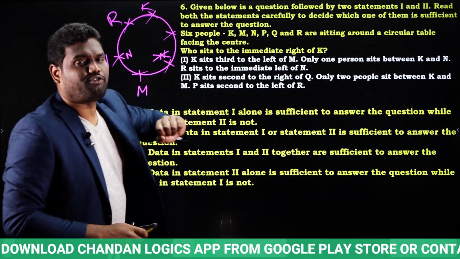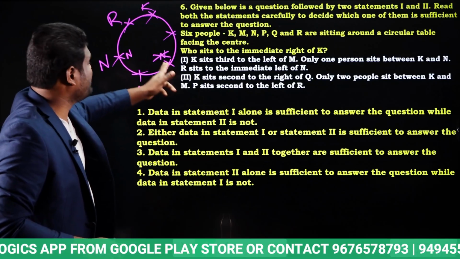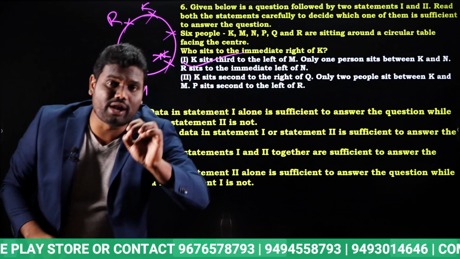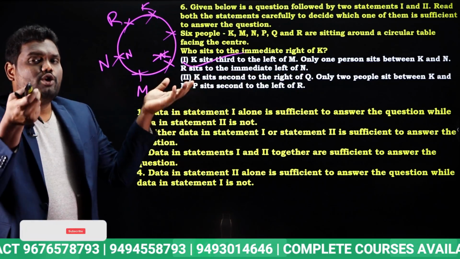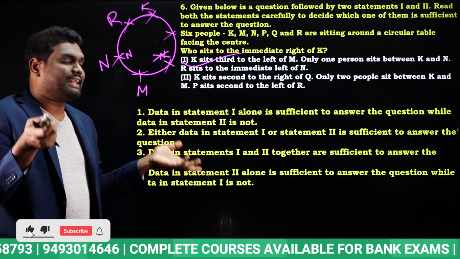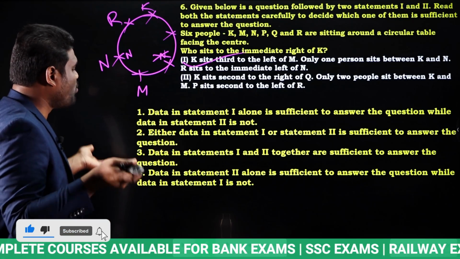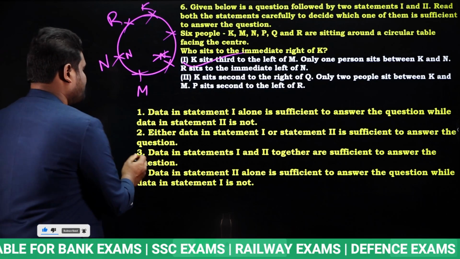Now based on the first statement, what is our question? Who is to the immediate right of K? Now look here, K's immediate right is R, which means using statement 1 alone, I am able to get the answer. Yes or no? Using statement 1 alone, I am going to get the answer.